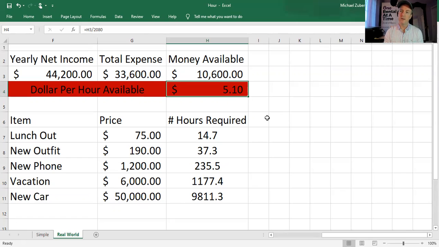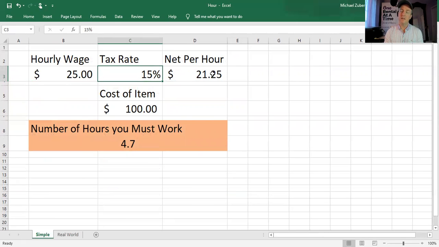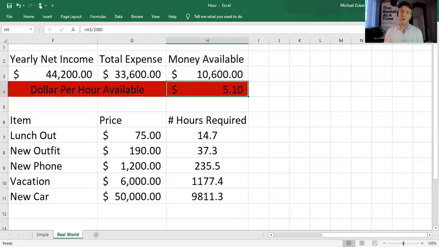That's the rat race. So earlier we talked about the simple world where you would have $21 left over. That's not how the real world works, because in the real world, you have expenses. And in the real world, in this example, you only have 10,600 left, which equates to $5.10. So now look at how painful this is. Let's say you want to lunch out. Well, you've got to work 14 hours, 14.7 hours, almost 2 days.